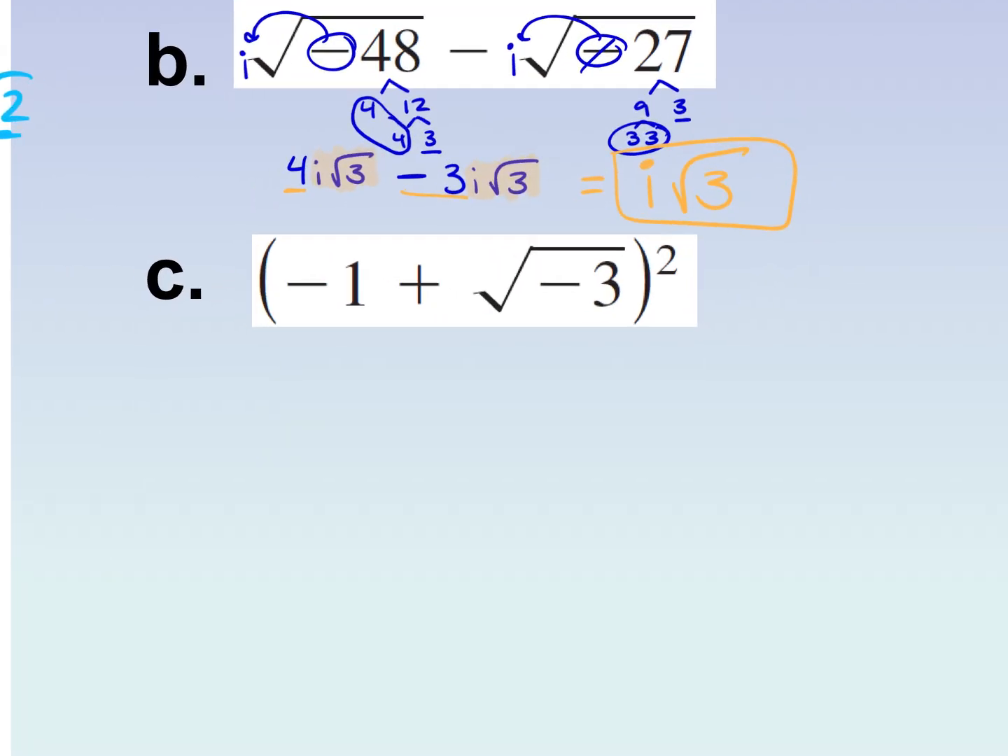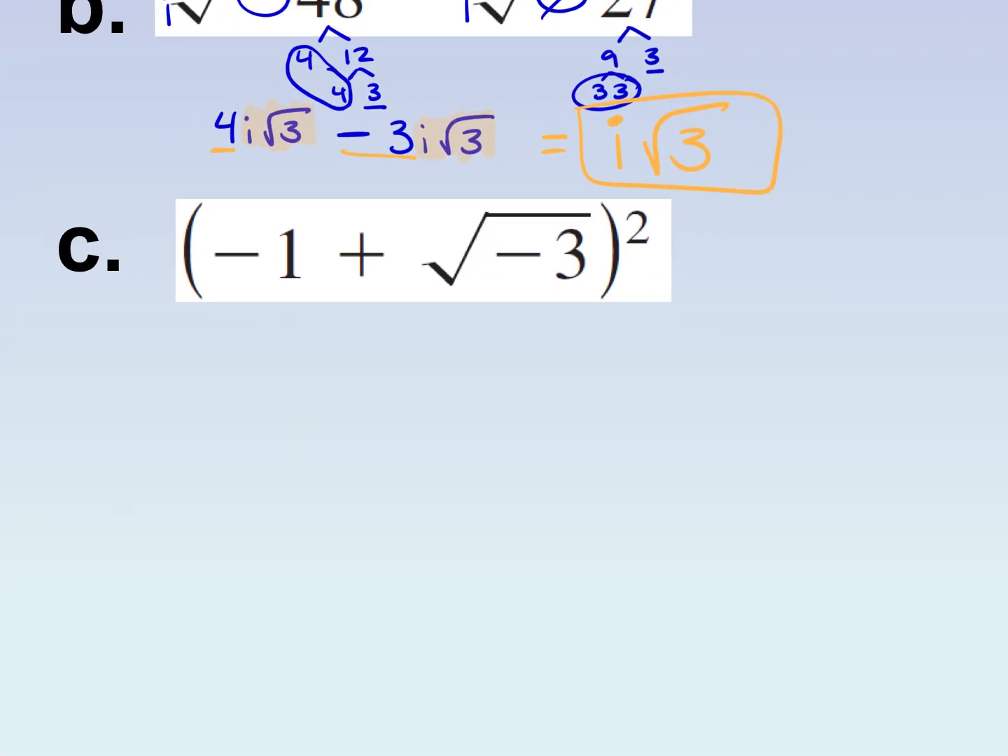All right, lastly, let's do C. I would like to just simplify the square root inside the parentheses if we can before we start, just to make it easier. So I'm going to take the negative out and turn it into an i. So I've got negative 1 plus i square root 3 squared. So I'm going to write it twice and FOIL it out.